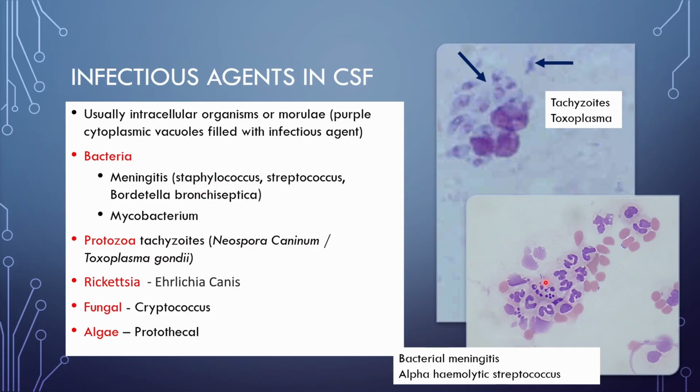So you may see bacteria, you can sometimes see mycobacteria, you can rarely see protozoa, such as here. These are tachyzoites from toxoplasma, which are within a macrophage, and there's a free tachyzoite there. Rickettsia, and they are typically within morulae, which are the sort of purple cytoplasmic vacuoles filled with that infectious agent. Cryptococcus and algae have been reported.